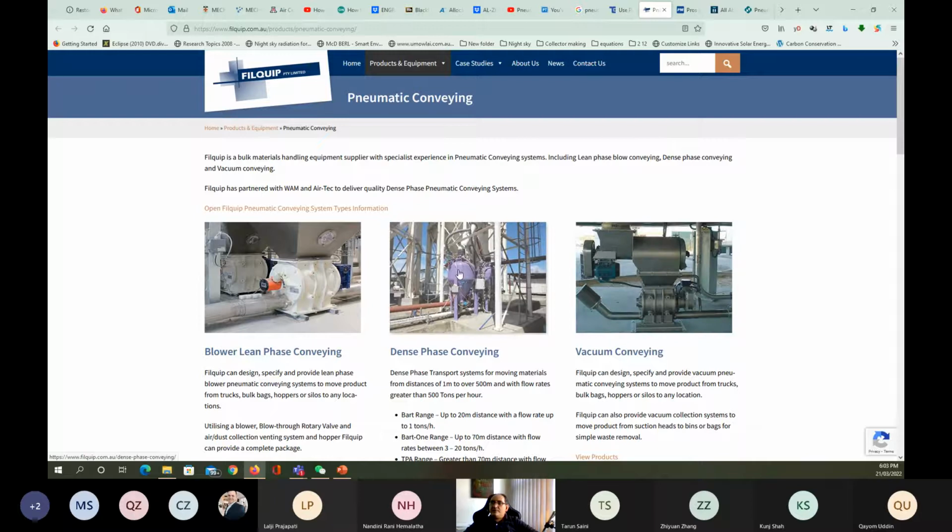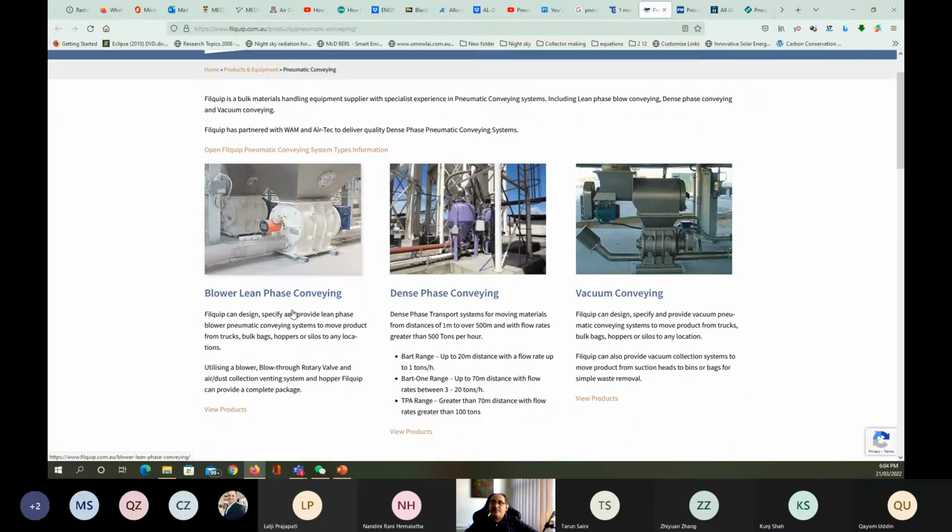Now, if we're not going to have the feeder, if the hopper is going to be directly connected to the pipe, we are going to have what we call the dense phase. In the dense phase, the hopper will be pressurized, and thus the flow of the material is going to be continuous instead of batches like what we have in the case of the blower or the lean phase conveying.